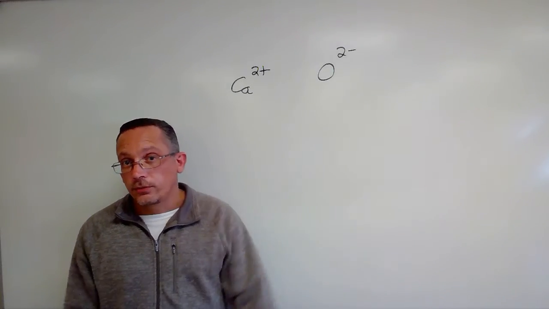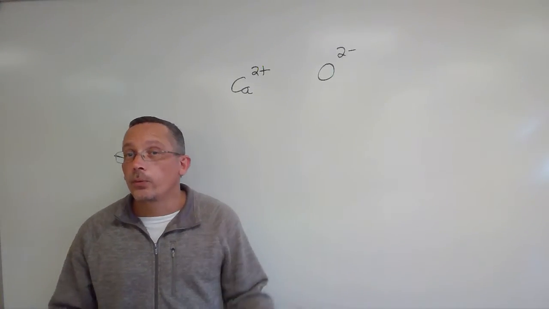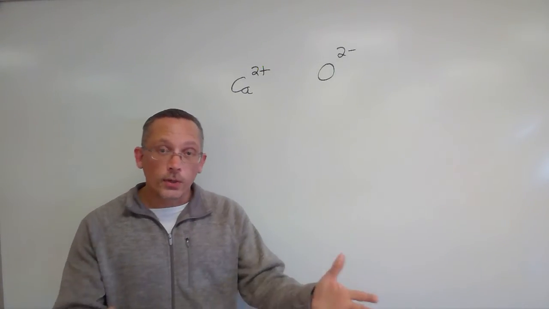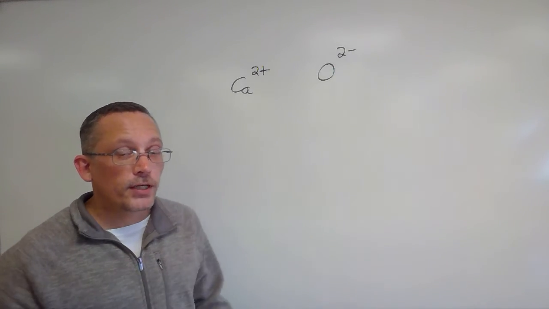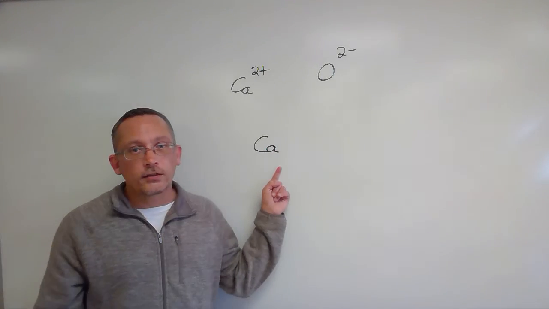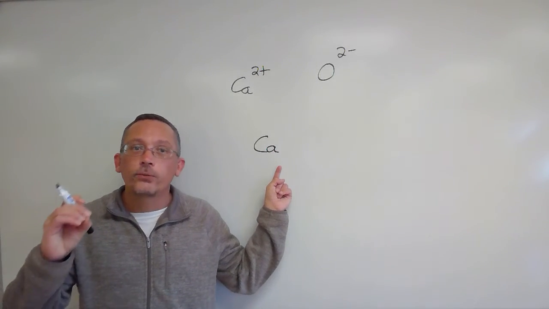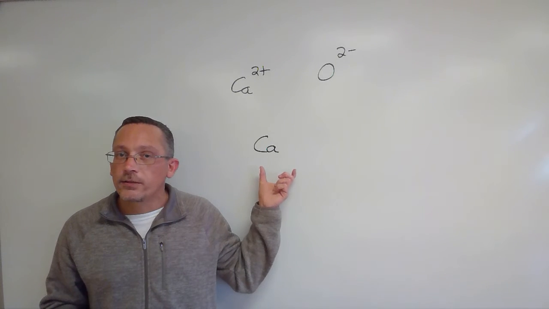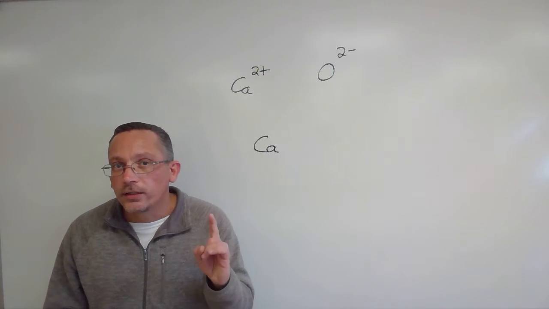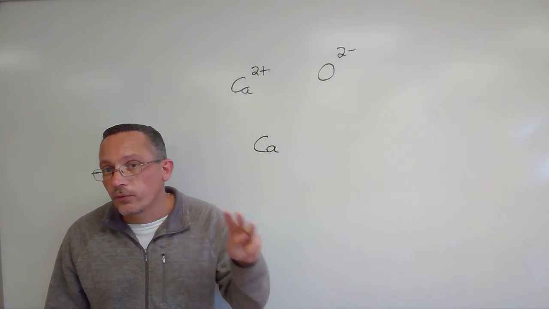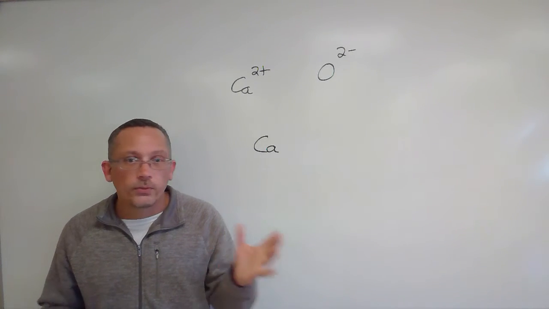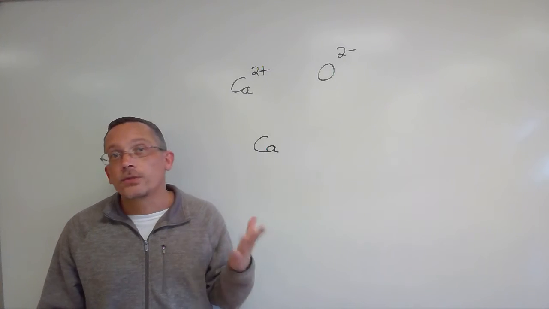They'll balance with 2 of each. They'll balance with 3 of each, right? But we want the smallest number that will balance, and that's 1 of each. So I'm going to write the formula. First, I'm going to write the cation, and then I'm going to write a little number next to it that tells me how many were needed to balance. So how many calciums were needed to balance? Well, that was just 1. Now, if it's just 1, we don't write a number there. If it's 2 or 3 or 4 or whatever, we put that number here as a subscript. But if it's just 1, we don't put it there. So I'm not going to put a number there because it was just 1.